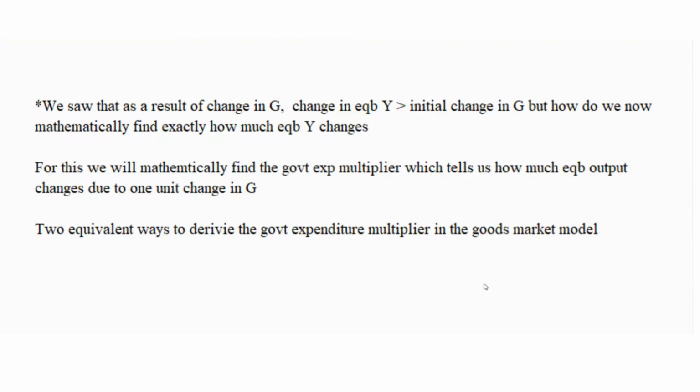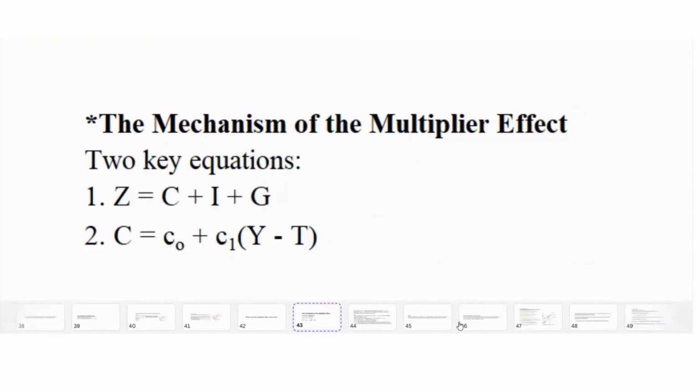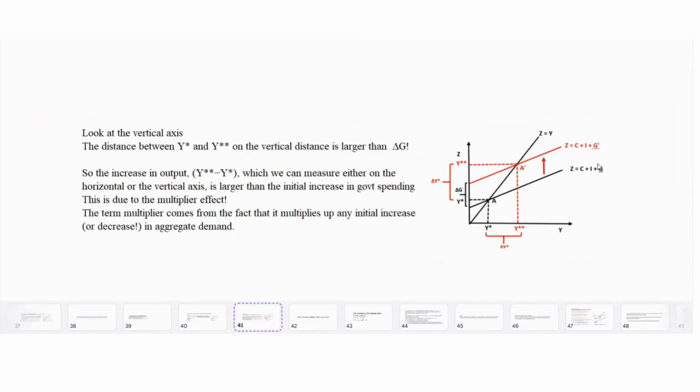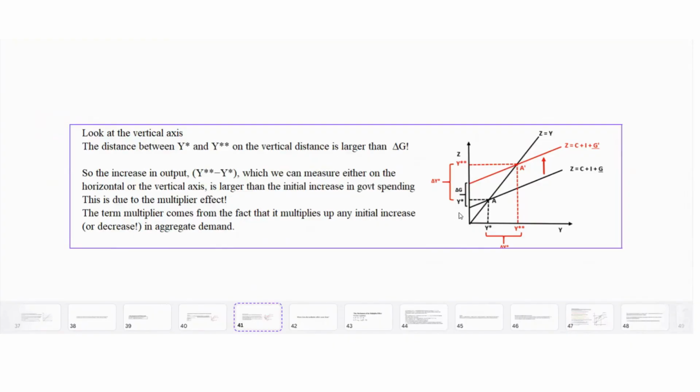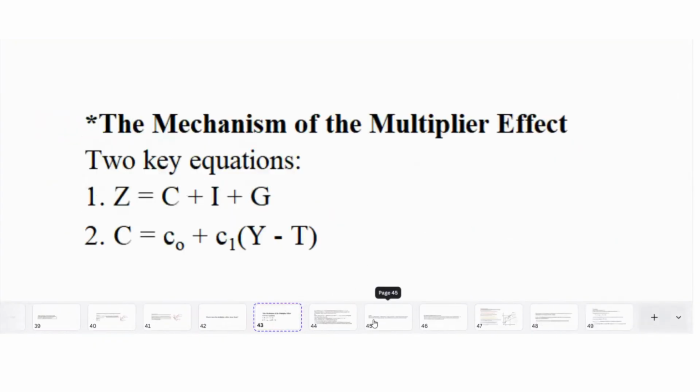We were looking at the impact of changes in government spending in the goods market model, where we saw that when we change government spending, as a result of that, the change in G results in a change in equilibrium output that is greater than the change in G. And we discussed the mechanism of the multiplier effect.